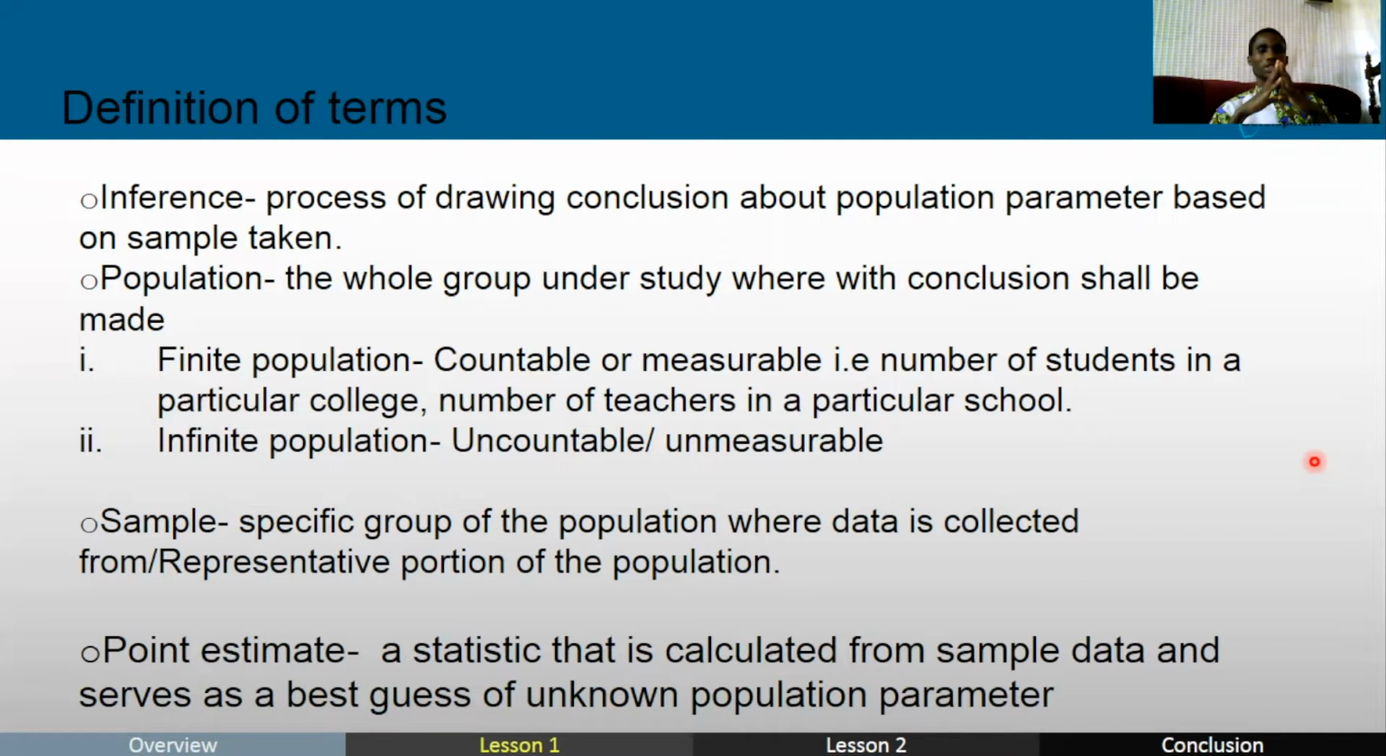In terms of population, you should be aware of finite population. Finite population refers to a countable or measurable population, where you can count them, you can measure. That's what we mean when we talk about finite population. For example, the number of students in a particular college, you can count them. That will fall under finite population. Also, the number of teachers in a particular school falls under finite population.